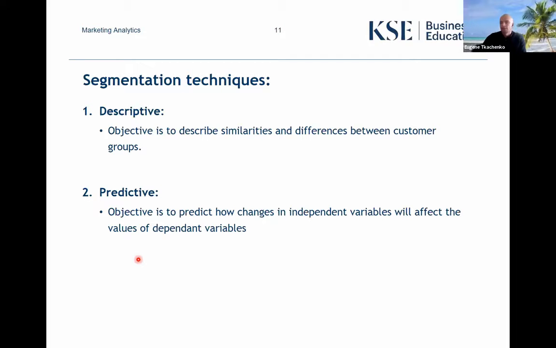Descriptive. So basically, we are trying to find the similarities and the differences between customer groups, and predictive. So we are trying to predict changes in technically independent variables and how they will affect the dependent variables. Not trying to stay too much or be focused on the theory, but one second.